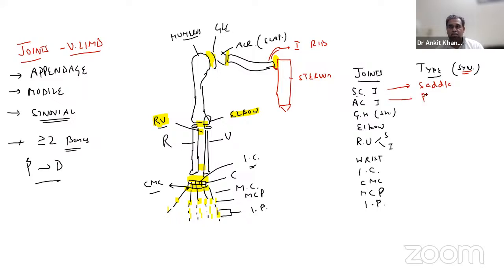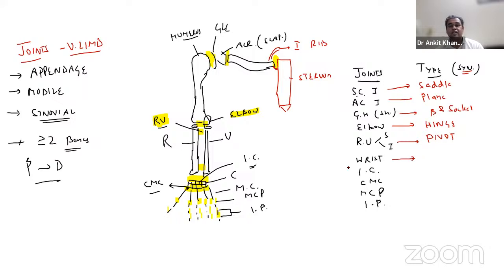Acromioclavicular will be mainly plain type of synovial. Glenohumeral, the shoulder, we all know, is ball and socket. That is quite a famous joint. Elbow joint is which type of joint? Functionally, it is a hinge joint, a uniaxial joint. Plain joint is non-axial. Ball and socket is multi-axial. Radioulnar superior and inferior are pivot type of joint, again uniaxial, moving in one axis.